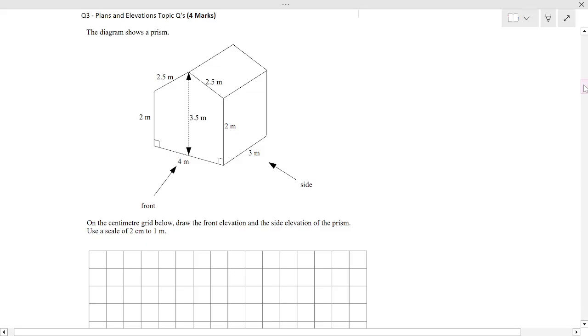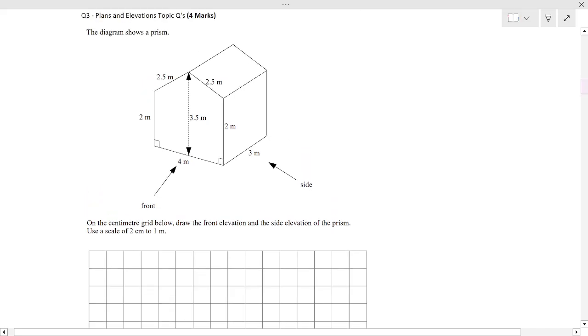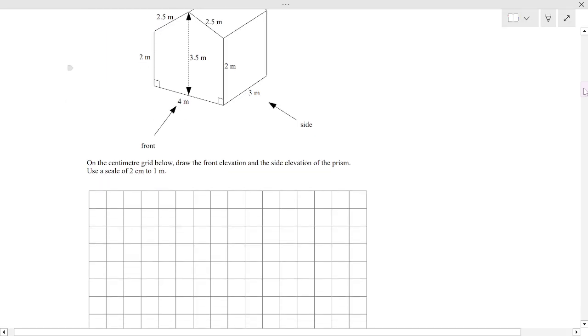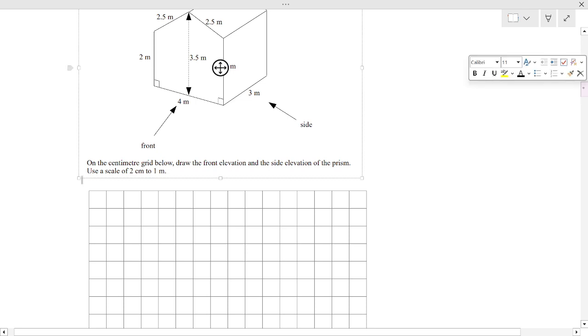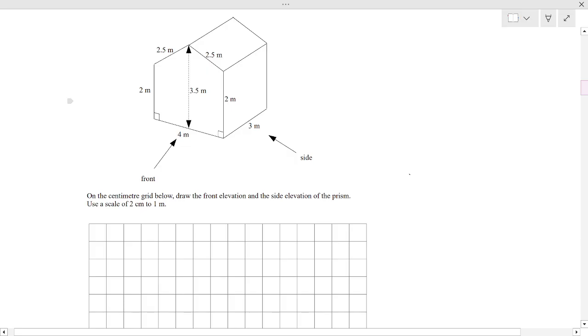Cool. Question 3 then, plans and elevations. So we are given a prism on a centimeter grid. Draw the front elevation and the side. Okay. And we have the scale here. So let's do the front elevation first. So we would obviously be here. We're going to see this sort of shape, aren't we, on the front?